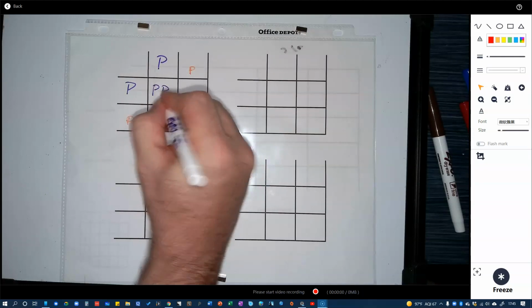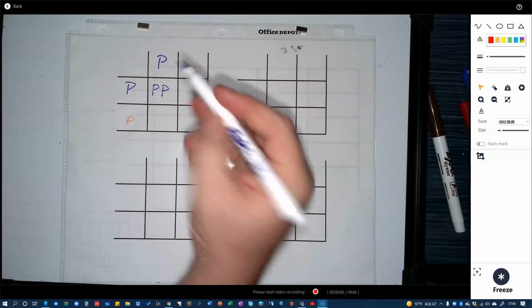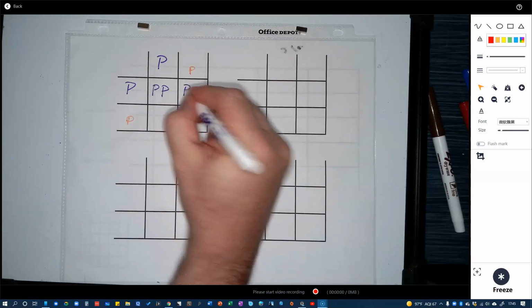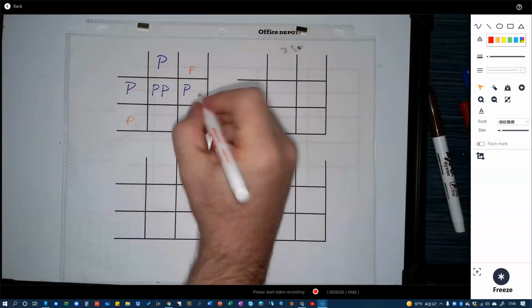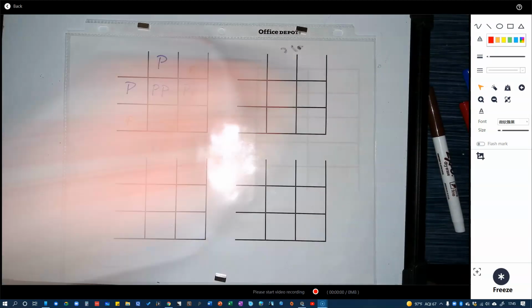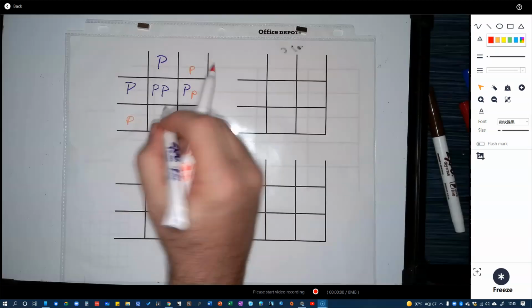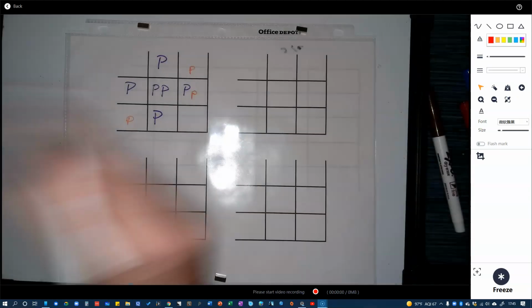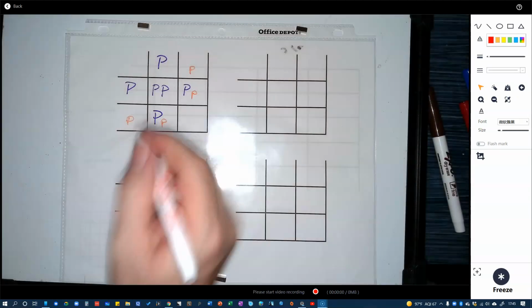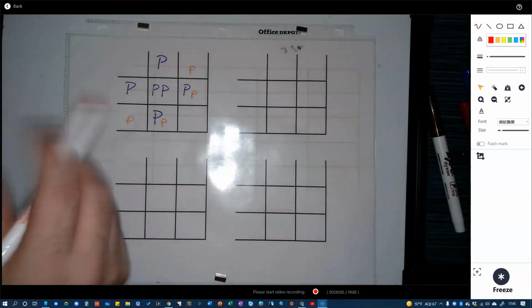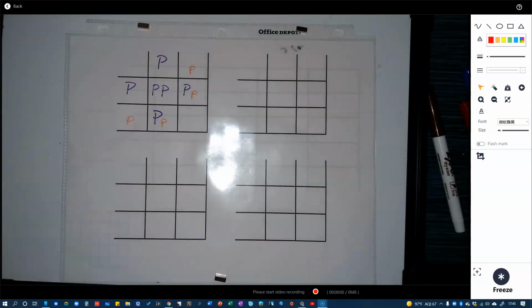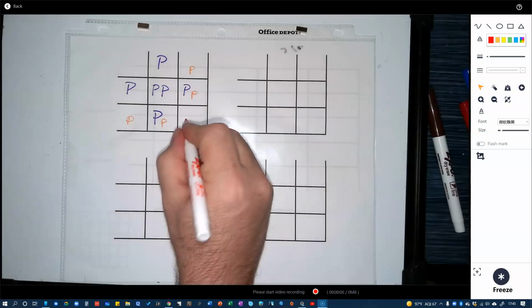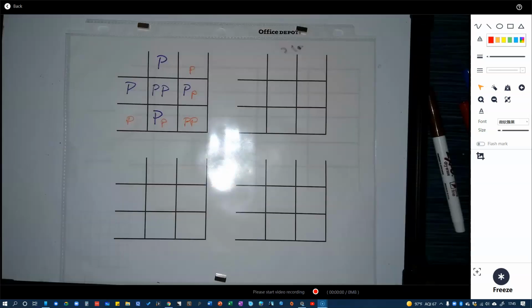So this one is purple, purple. This one is purple, orange, right? This one is purple, orange. And notice here, I always put the dominant one first. Technically, it doesn't matter what you do, but just as a convention to make things easier to read, we always put the dominant one first. And finally, we have orange, orange.